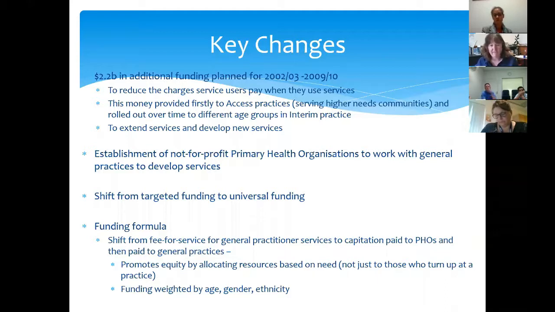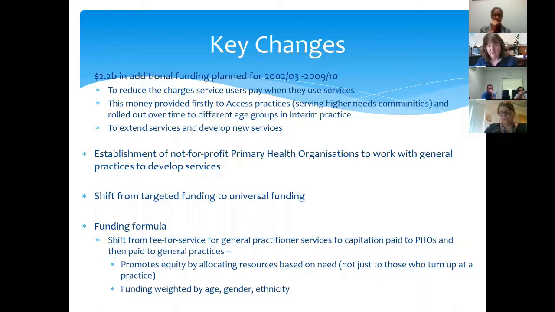through primary health organisations down to general practices to enable those practices to reduce the fees that people pay when they use services. And the money was rolled out firstly to what were called access practices, which were serving higher needs communities, and then rolled out over time, year on year, to different age groups in the other practices. And other funding was then introduced to extend services and also develop new services as well.